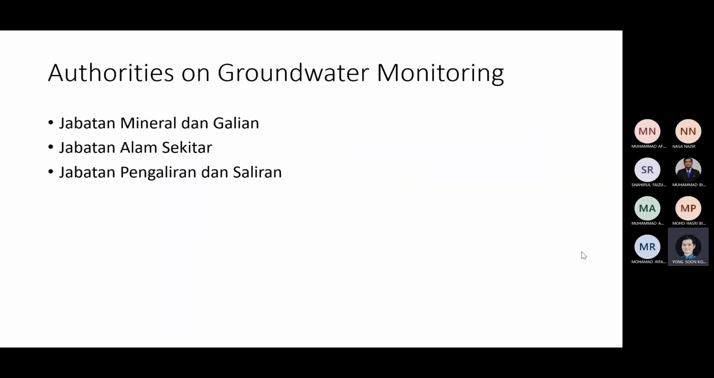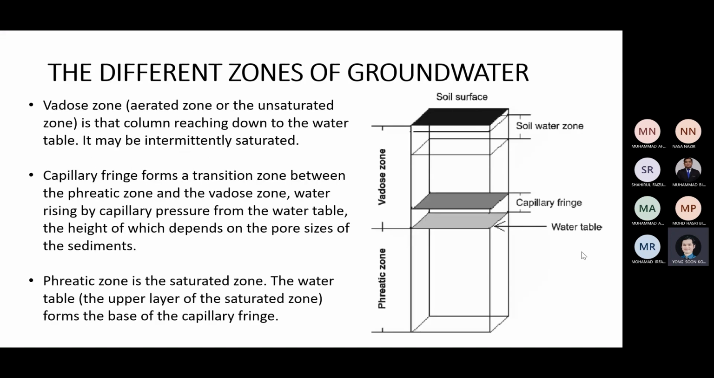Okay, groundwater sampling analysis. For your information, the authorities that govern this groundwater monitoring, first of all, Jabatan Mineral dan Galian, and then after that Jabatan Alam Sekitar, and also part of it, Jabatan Pengaliran dan Saliran. So they have the authority on this. They have overlapping authorities on how to govern this groundwater monitoring.